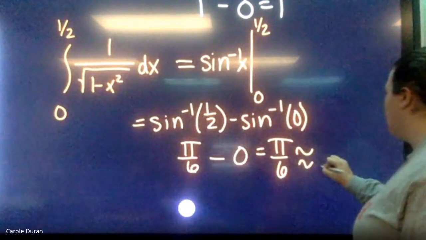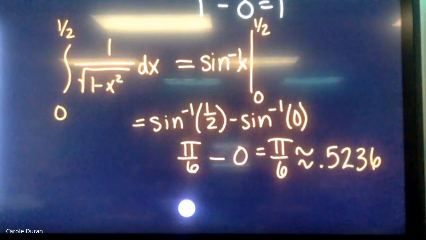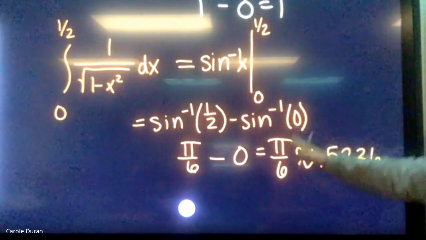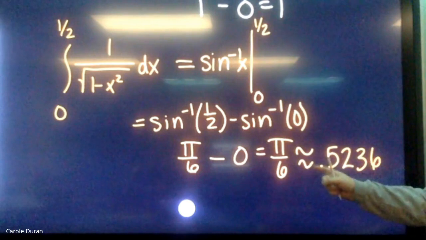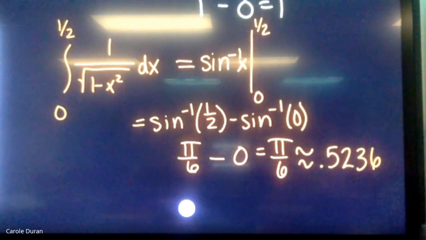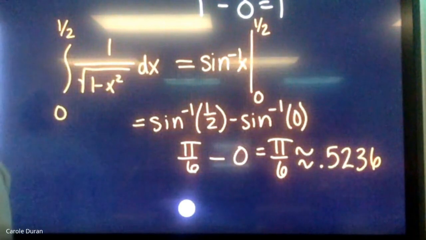If you did the decimal, that would be fine if I didn't say exact value. If I said exact value, I wanted pi over 6. If I do a decimal and I round it, then it should have a squiggly line because that's an approximation. Okay, questions, concerns, or issues so far on our antiderivative integration?